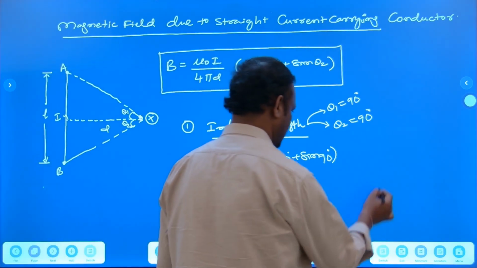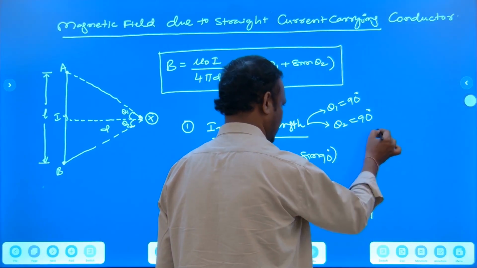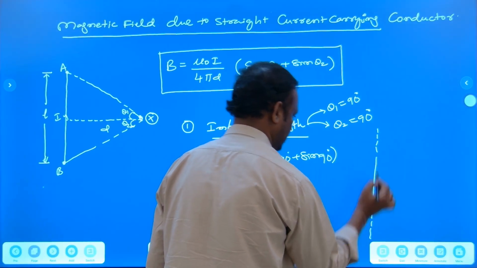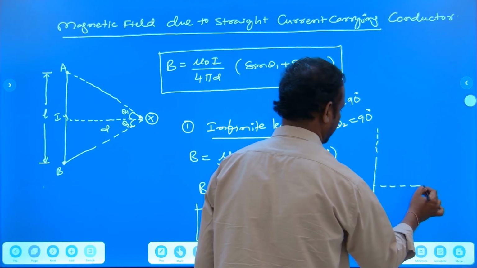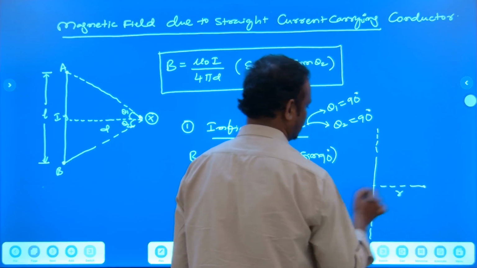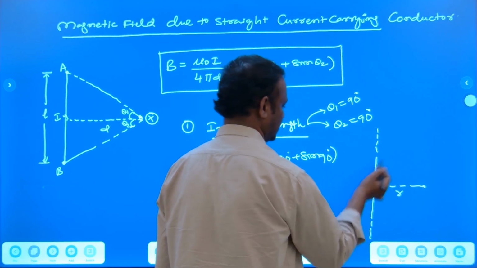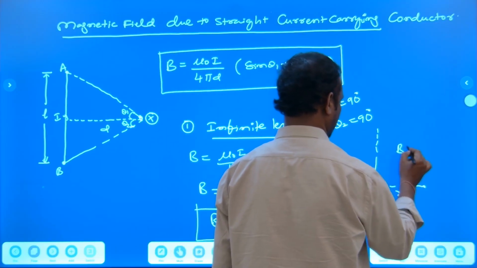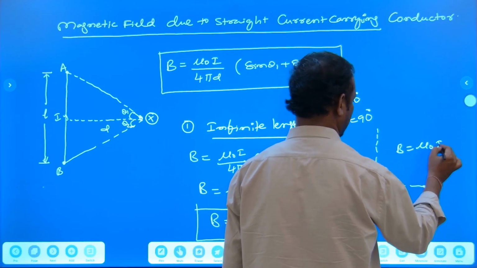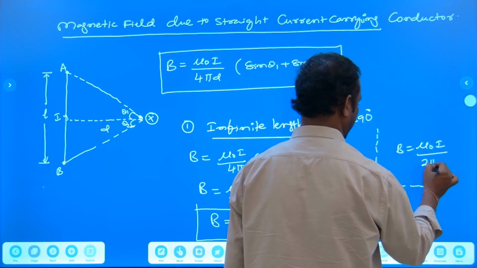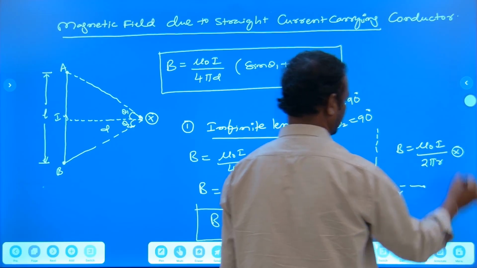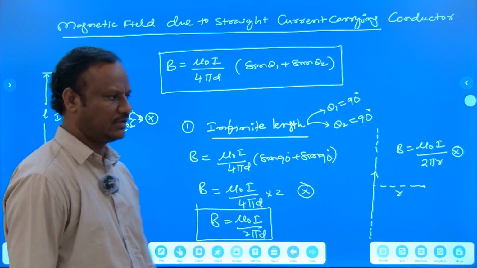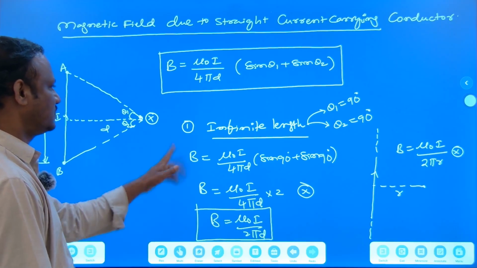Sir, what is the infinite straight wire? This is a straight wire. It's like this. Okay, infinite. At what distance you want to find? At this distance. Let this distance be R. Current is passing up. Then magnetic field B is equal to mu naught I by 2 pi r, cross. B is equal to mu naught I by 2 pi r. So this is infinite.